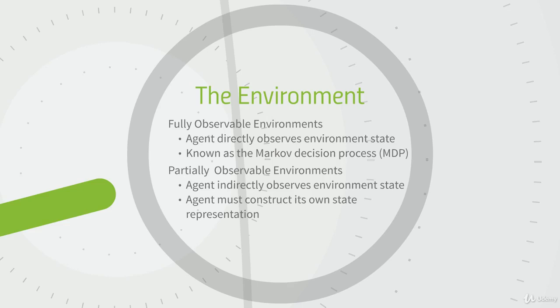It doesn't know its exact location. So this is going to be partially observable, so the agent state does not equal the environment state. This is known as a partially observable Markov decision process, or POMDP. And once again, the agent must construct its own state representation because it only has partial information here.